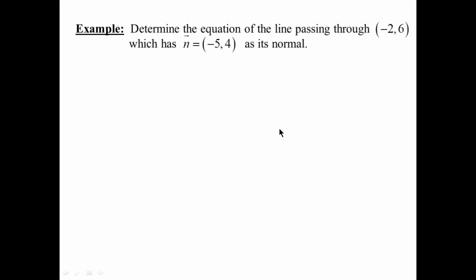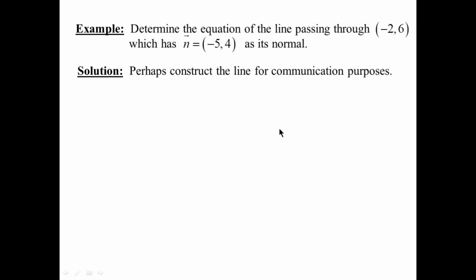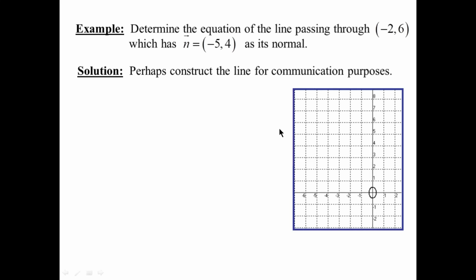Example: determine the equation of the line that passes through a given point with a given normal. Solution: perhaps construct this line. Let's have a look at it. It has a normal of (-5, 4), and it goes through the point (-2, 6). So it's perpendicular to (-5, 4), and it goes through (-2, 6). So we want the equation of this line.